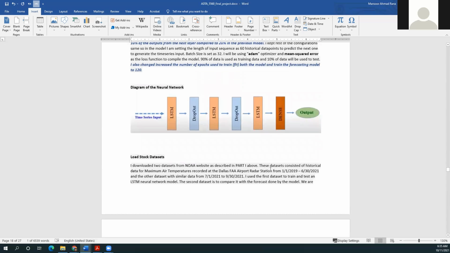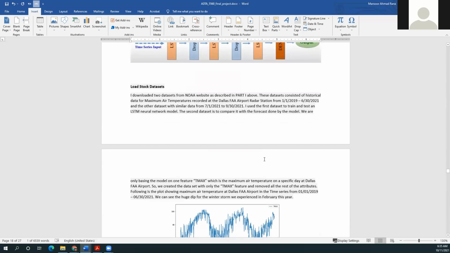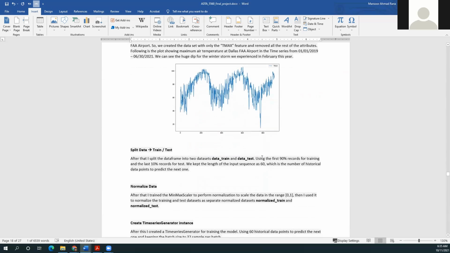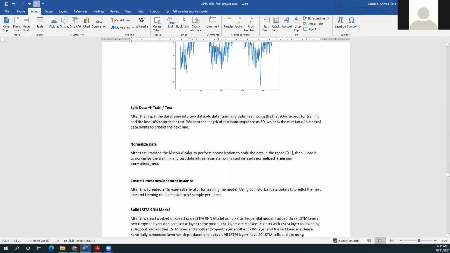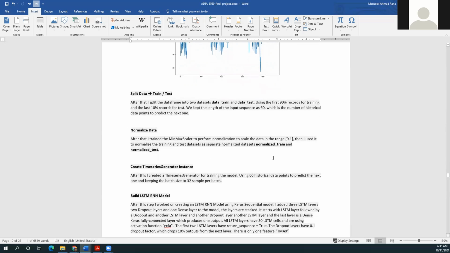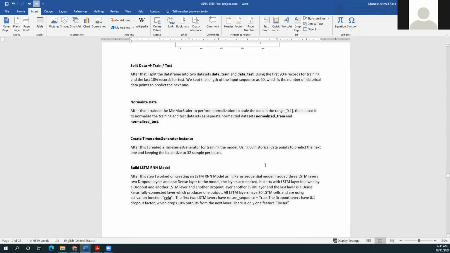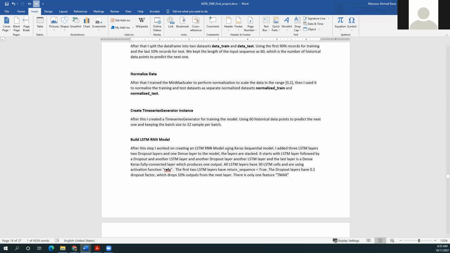And then we have the same data sets, and we are using a similar splitting method. But the only thing is we are keeping 90% for training and 10% for test data, which we were doing earlier also. And then we are normalizing the data between 0 and 1, both the training data set and the test data set. And we created the time series generator using 60 historical data points. The batch size is still 32 samples per batch, and we again build a model as described above.